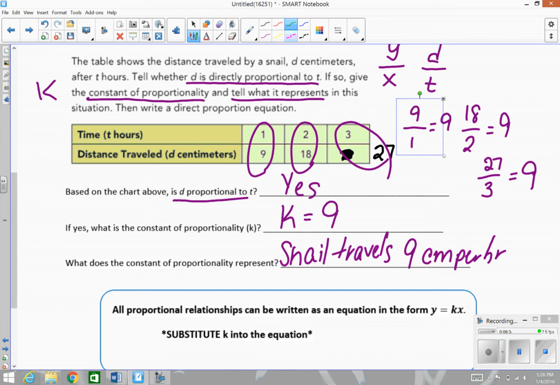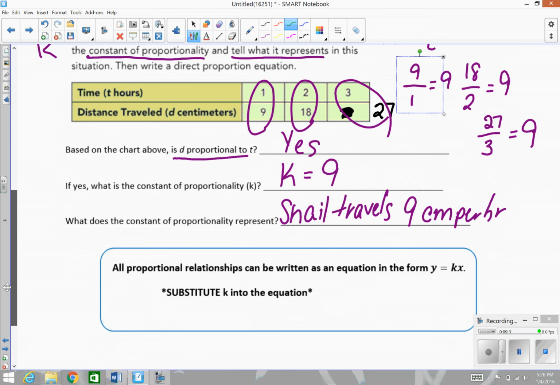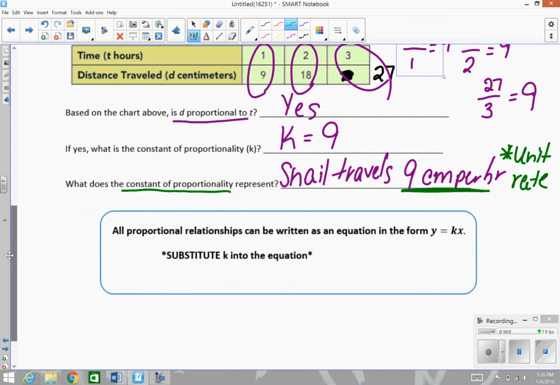If you remember back about a week ago, we talked about unit rates, the rate per 1 unit. Wouldn't you say this is the same thing as a unit rate? How much is traveled per 1 hour? It is very important for you to understand that the constant of proportionality is really the same thing as unit rate. Those two facts are going to help you as we move on in this unit.